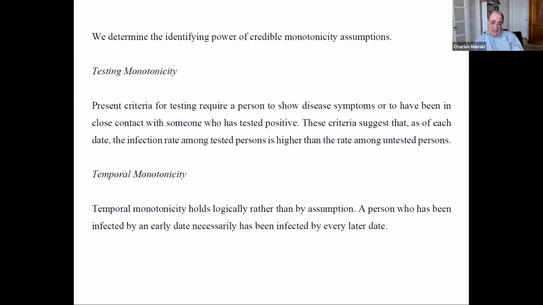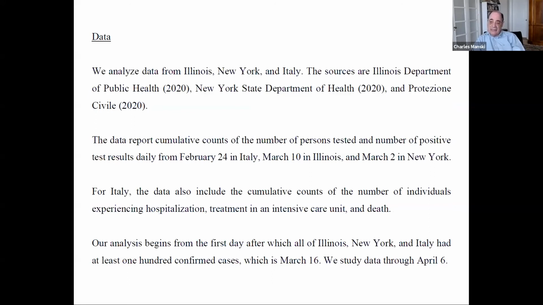There's a second assumption here which just comes free, temporal monotonicity, which I don't really want to get into. It just says that if we're looking at this over time, the fractions have to increase just logically, because a person who's been infected by an early date necessarily has been infected by every later date. So that's not really an assumption, that's just a logical condition. Those are the only two assumptions that we maintain. That's all I'm going to talk about on the methodology. You can go to the paper and see the math behind it.